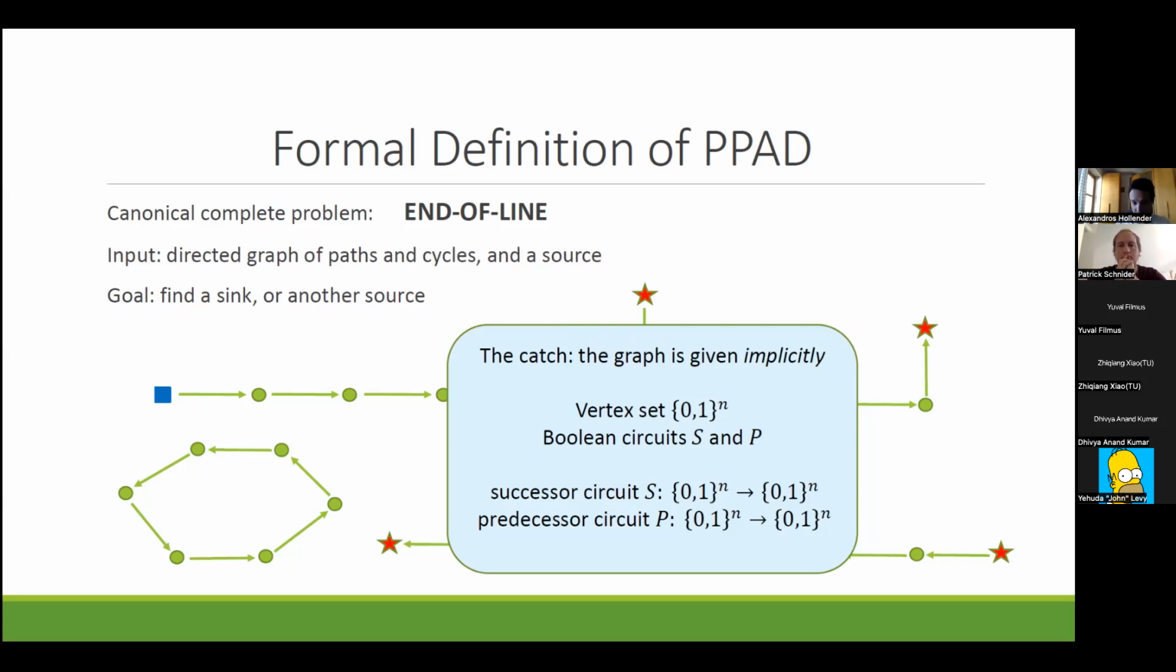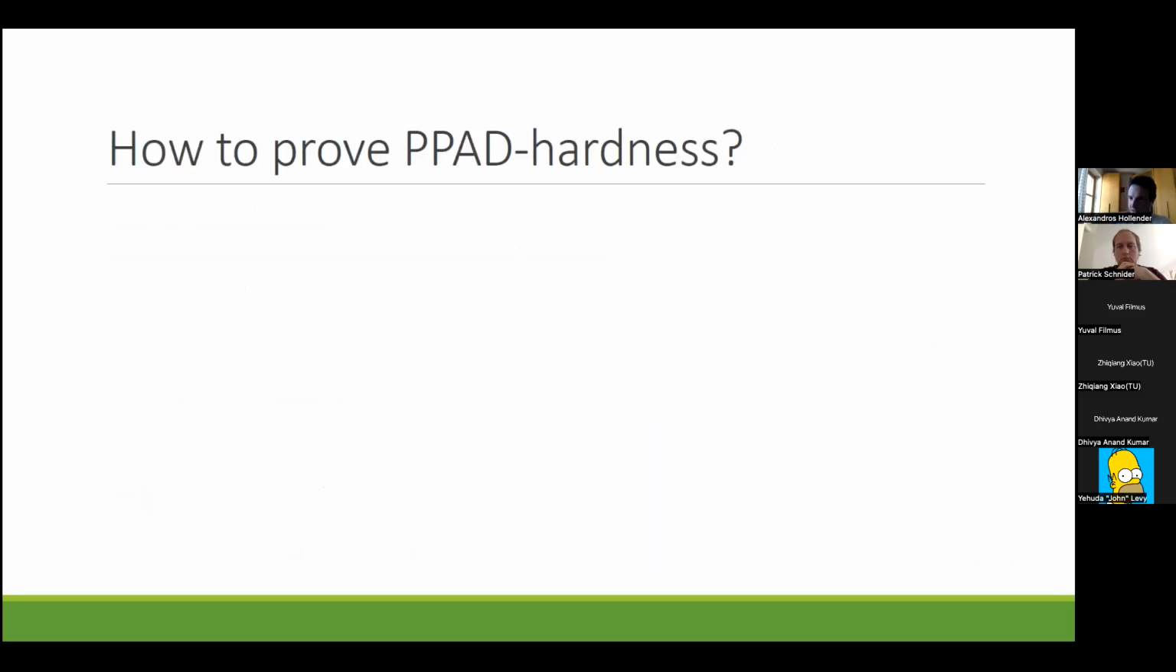Okay, so the next question is, okay, this is the definition of PPAD. How do we prove PPAD hardness? And the answer is, okay, we have to reduce from this end-of-line problem. We know that this problem is, by definition, PPAD complete. So in order to prove that some problem, like the Nash problem, is PPAD hard, we have to come up with a polynomial time reduction from end-of-line to the Nash. So let's take a look at what a reduction means in this setting.